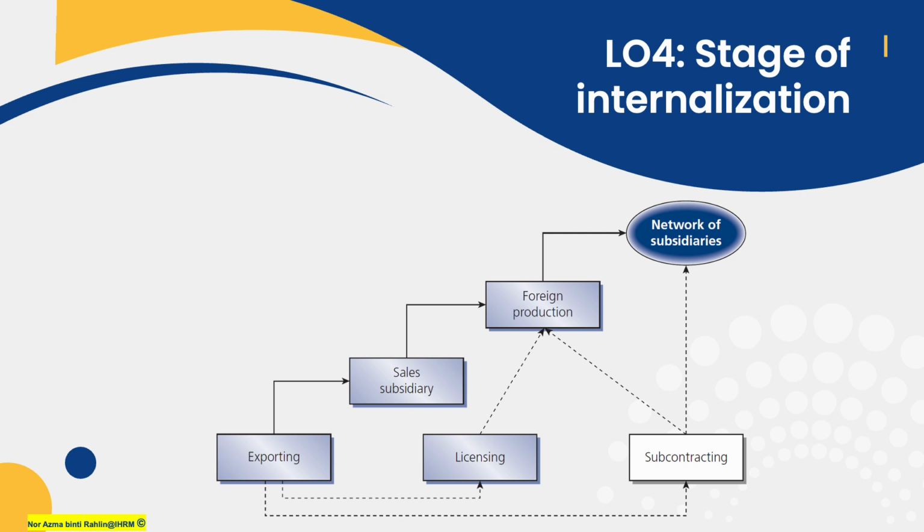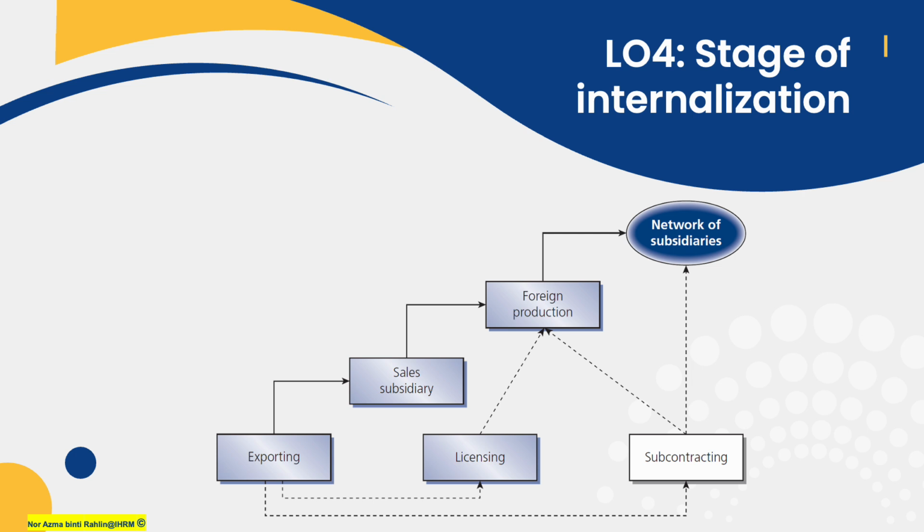Licensing refers to a company granting a foreign firm the rights to produce and sell its product under its brand name, usually in exchange for royalties. Licensing can evolve into foreign production, where the company directly establishes production facilities in a foreign market. Next, foreign production.